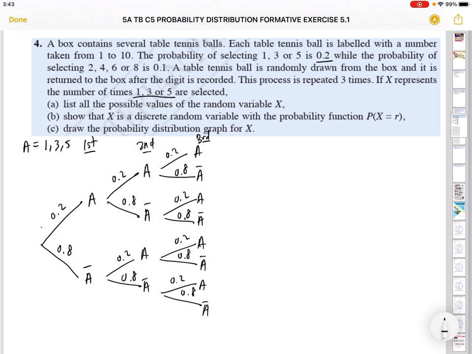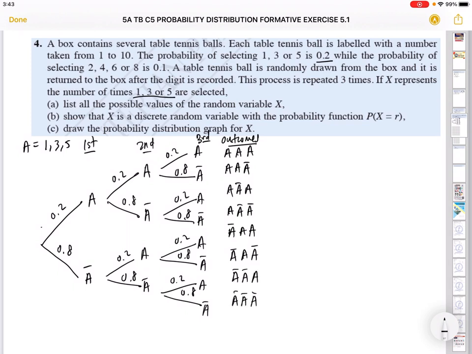Okay, the next thing we want to do is find out the possible values of x. So I'm going to write down your possible outcomes. For the first case, we can get all three being 1, 3, 5, that means A, A, A. Then the other outcomes with A bar in various positions, down to A bar, A bar, A bar. So there are 8 possibilities.